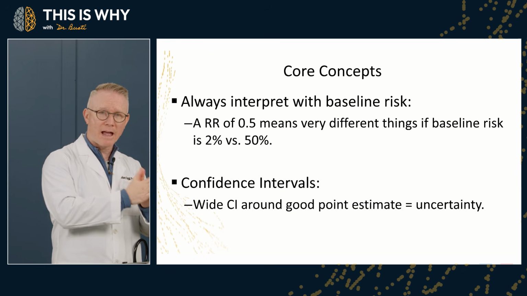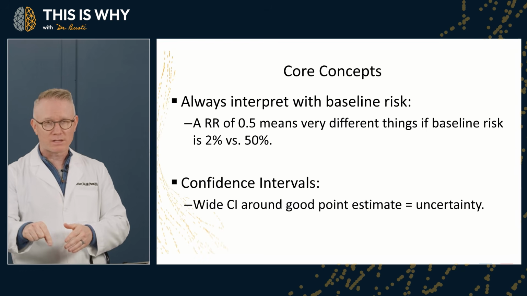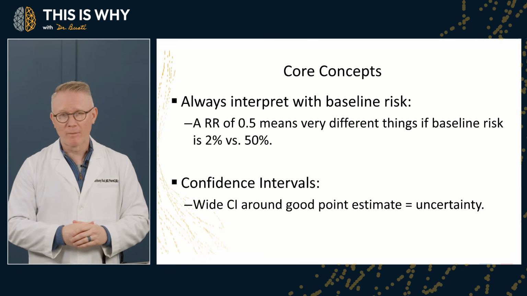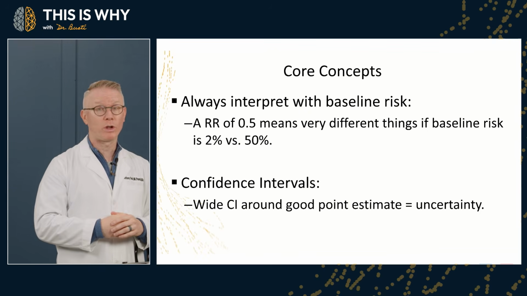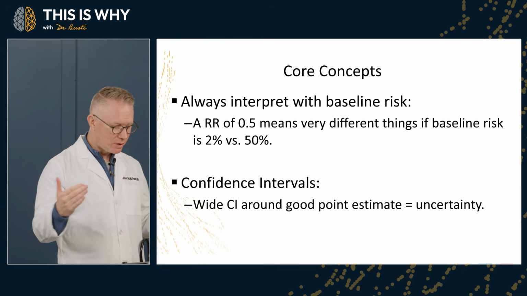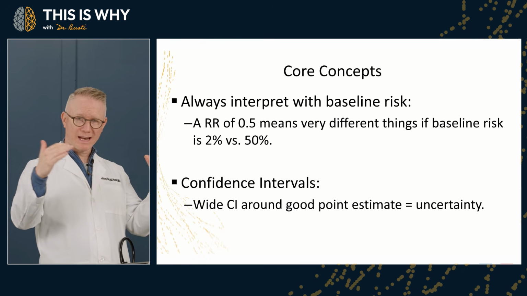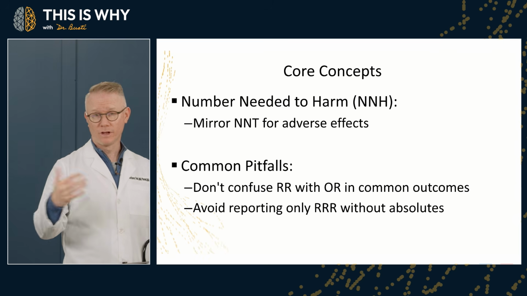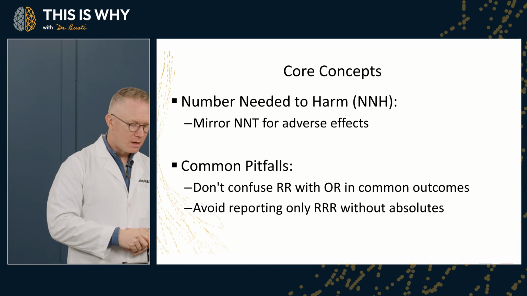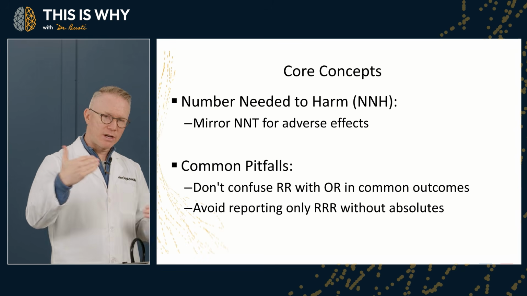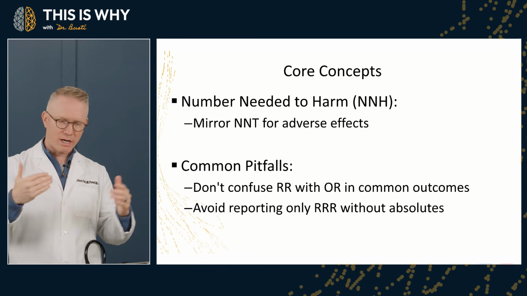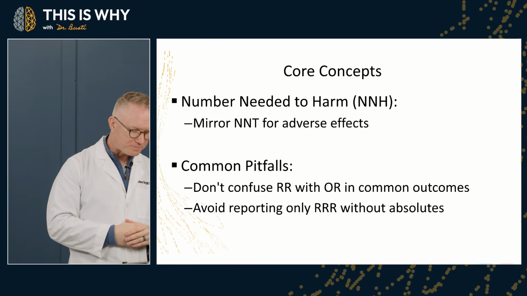Remember, always put that relative risk in the context of the baseline risk. If it's really small, it may be a big number in the relative risk, but it's not going to be very clinically, real-world meaningful, right? Versus a 50%, okay? Confidence intervals give you a good estimate of the degree of uncertainty, and that's why we want tight, narrow intervals, okay? Number needed to harm mirrors number needed to treat, right? It's just the reciprocal of the absolute risk reduction or increase, depending on which perspective you're looking at.